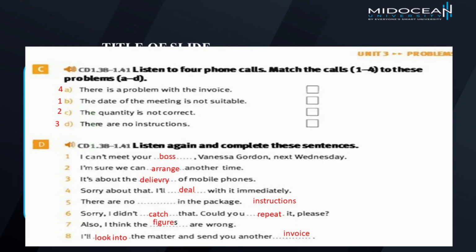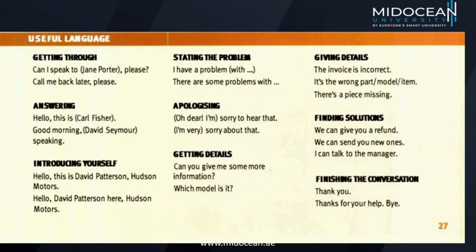I will look at the matter and send you another invoice. The word invoice in this sentence means, of course, a list of goods sent or services provided with a statement of the sum due for these. Okay? So, synonyms of invoice: bill, or charge.